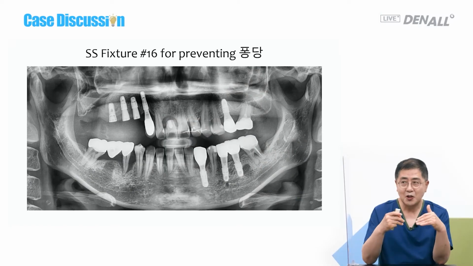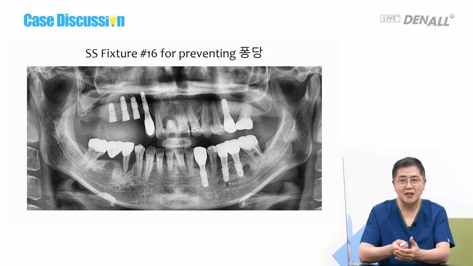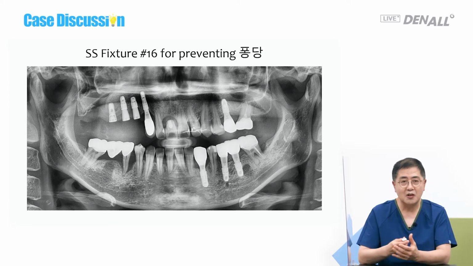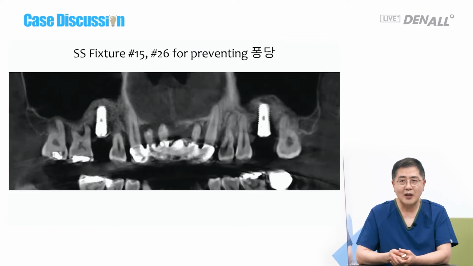TS implant uses a submerged protocol. If you cannot use the cortical bone, it can drop into the sinus. And SS doesn't have the problem. SS implant can gain initial stability from the cortical bone. So using the SS implant is another good way to achieve initial stability.